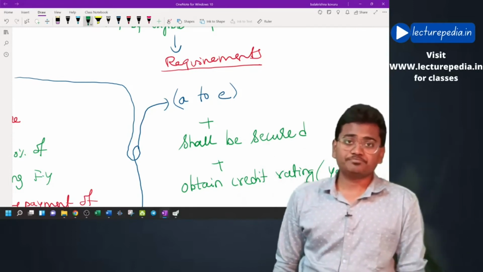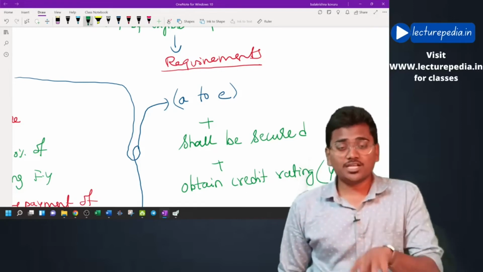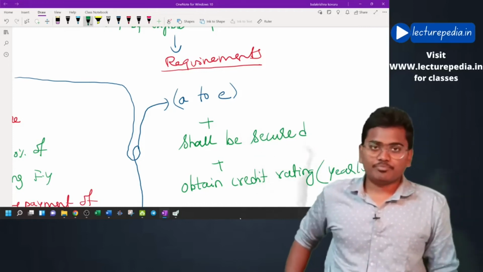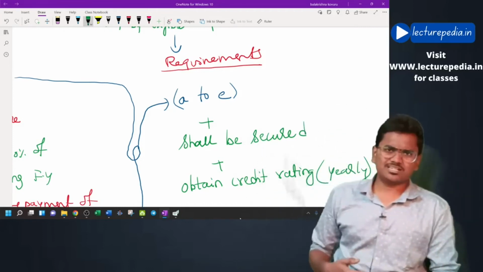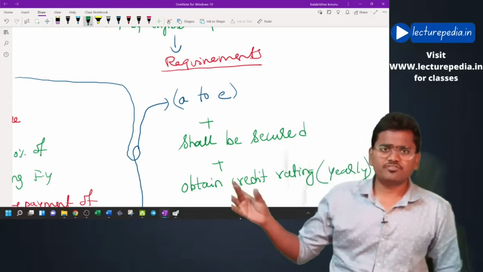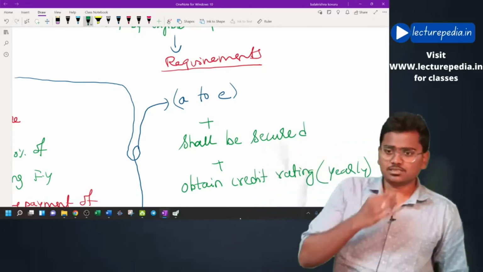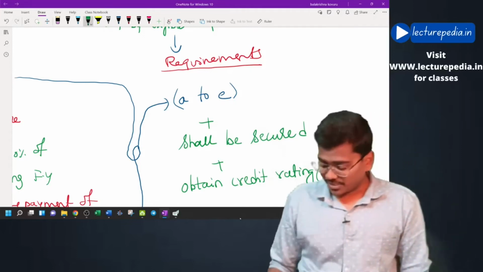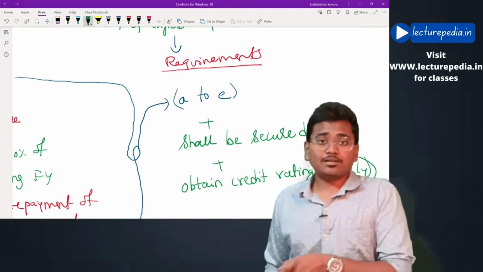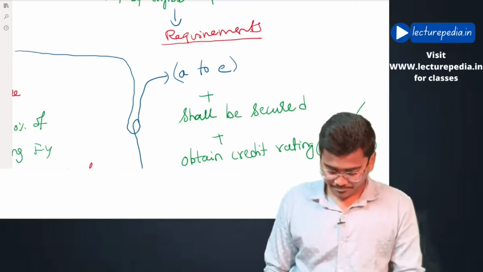In the same way, the public will take the decision of whether to invest in these deposits or not based on the credit rating that has been obtained by the company. Generally there are various organizations that give this rating, like CRISIL, CARE, Fitch, and S&P. Like this we have various credit rating agencies. From them credit rating has to be obtained, and every year the credit rating has to be obtained. Hope this is clear.